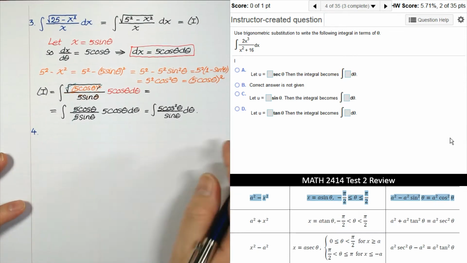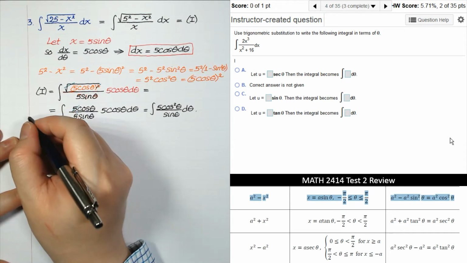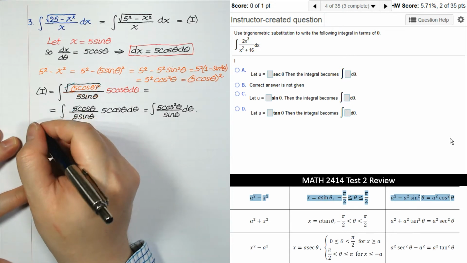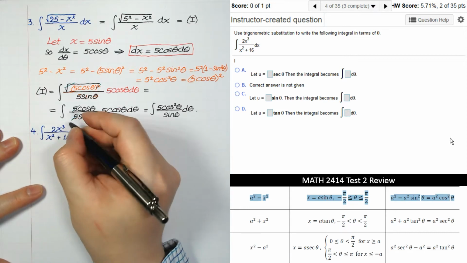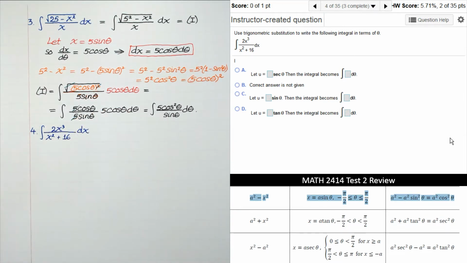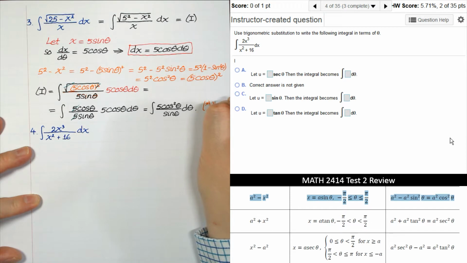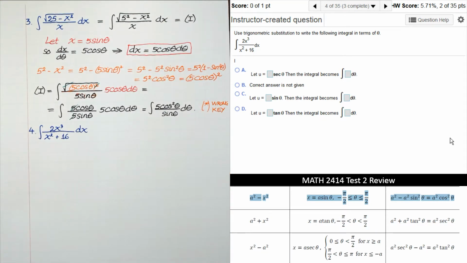Right, now we use the same thing. We have 2x cubed over x squared plus 16. I'm not even sure if this is the way to do it using trig substitution. By the way, let me write, this is the wrong key. I'm not sure if I can go back and change it, since some of you already attempted this.